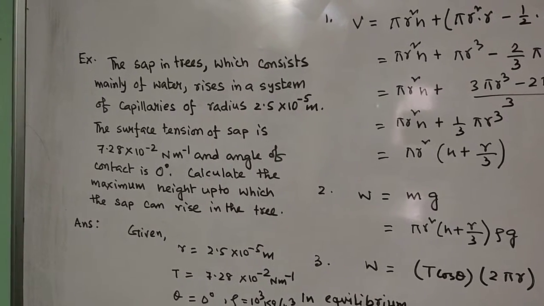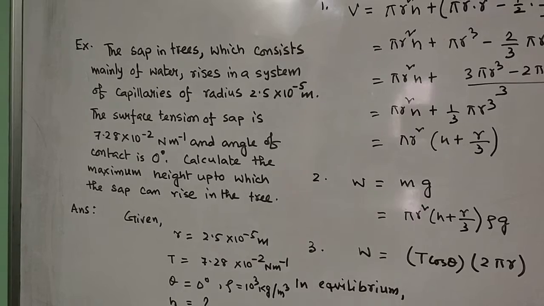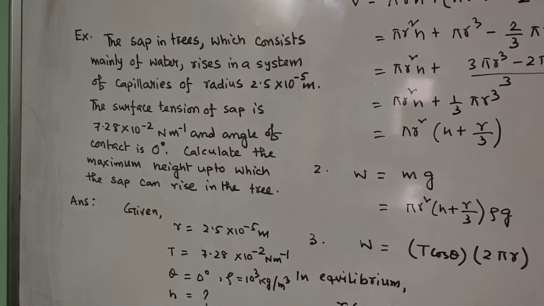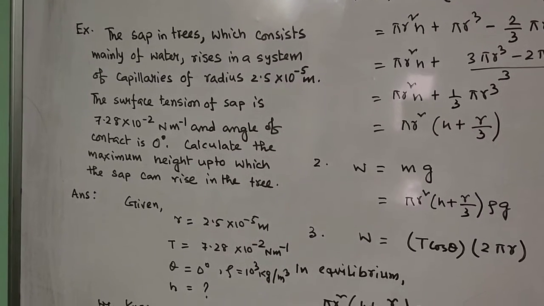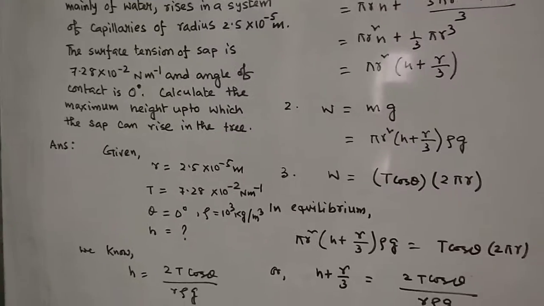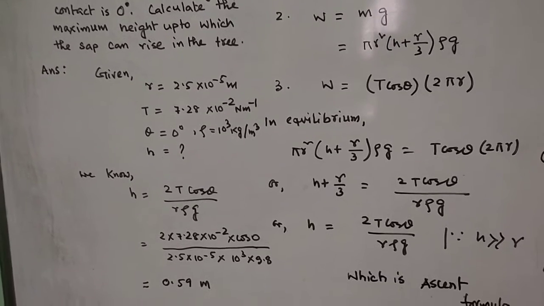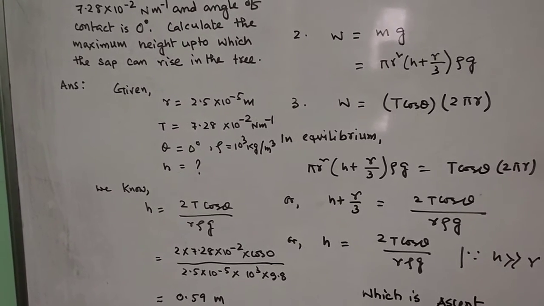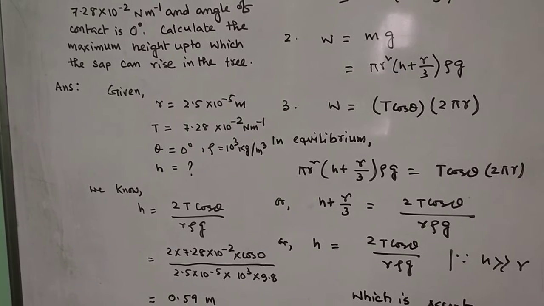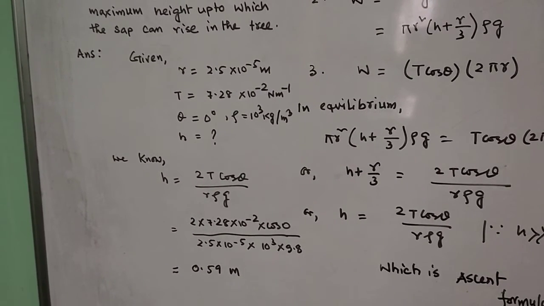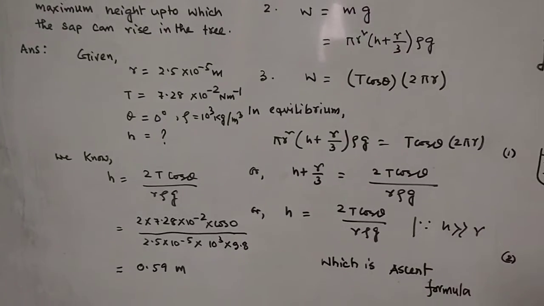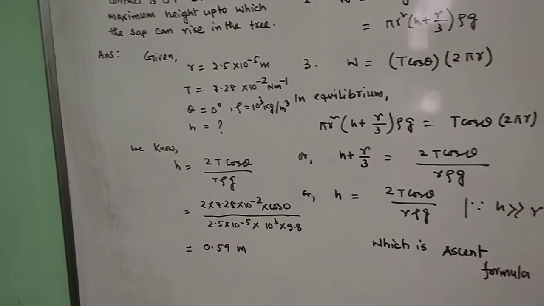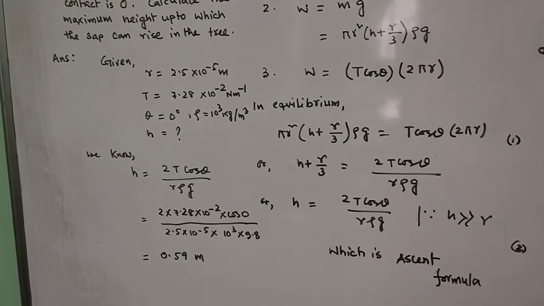So you see what parameters are given. Radius is given, r equals 2.5 into 10 to the minus 5 meter. Surface tension is given, 7.28 into 10 to the minus 2 Newton per meter, and angle of contact theta equals 0 degree, and the density of water is 10 to the 3 kg per meter cube, and h we have to find. So we have to use directly this formula, h equals 2T cos theta by r rho g. 2T is 7.28 into 10 to the minus 2, cos 0 is 1, radius is 2.5 into 10 to the minus 5, rho is 10 to the power 3, and g is 9.8. So ultimately we are getting 0.59 meter. So the height of the liquid that rises is 0.59 meter, or you can consider 0.6 meter also, approximately.